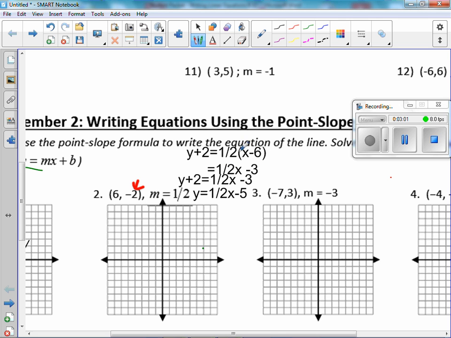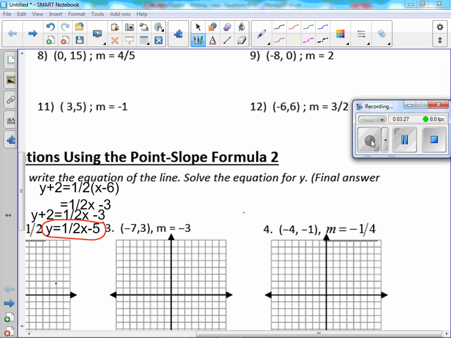Then what I do is distribute it. Half of 6 is 3, it's minus 3. Now I move the 2 over and add it. So I added the opposite, that was minus 2 on both sides. So negative 2 and negative 3 will give you a negative 5. So this right in here is the answer: y equals 1 half x minus 5.